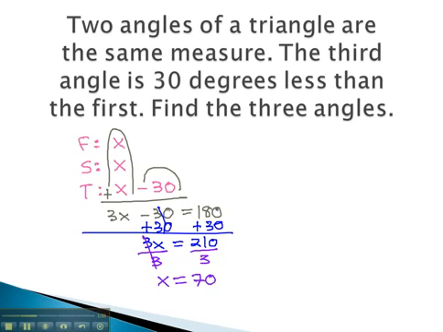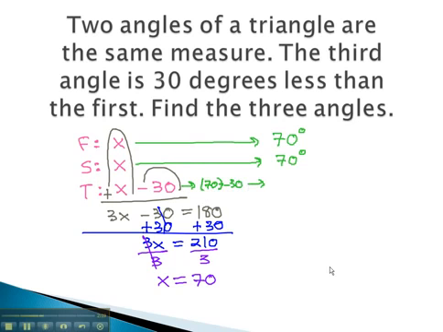Going back to our original labels, we can quickly find our three angles. The first angle is simply x, 70 degrees. The second angle also is simply x, 70 degrees. The third angle is x, or 70, minus 30. 70 minus 30 is 40 degrees. These are the three angles where the first angle and the second are the same, and the third is 30 degrees less than the first.